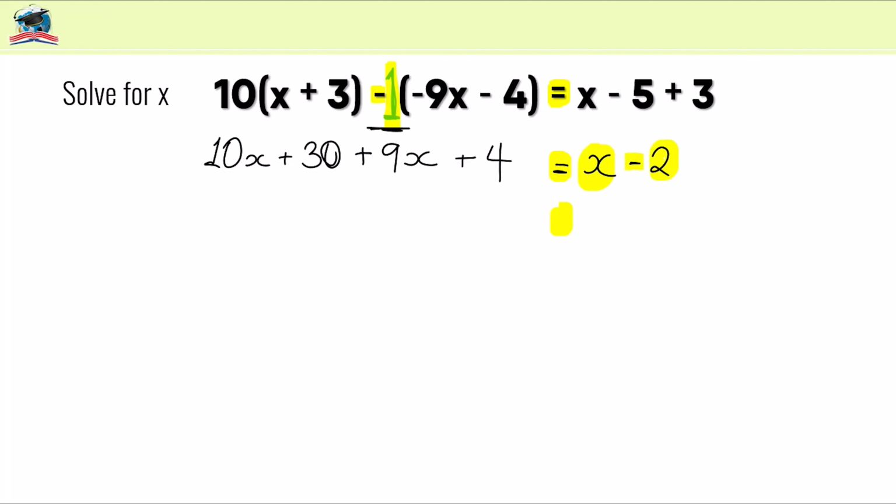But on the left-hand side, we've got things mixed up. We have 10x here, and we have 9x here, plus 9x. We now need to regroup, group like terms. And what else do we have? We've got plus 30 and plus 4. Now, let's rearrange them. So we need to rearrange now. Let's tidy it first. This one goes. Okay. So we have equal sign there. And then we have x minus 2 remains x minus 2.